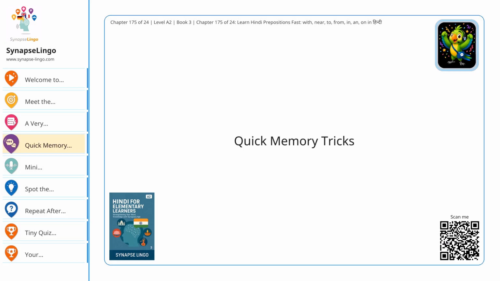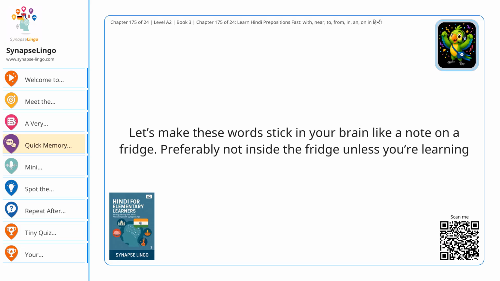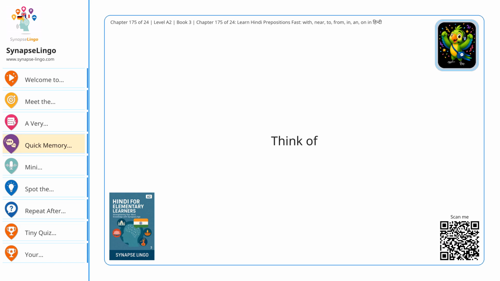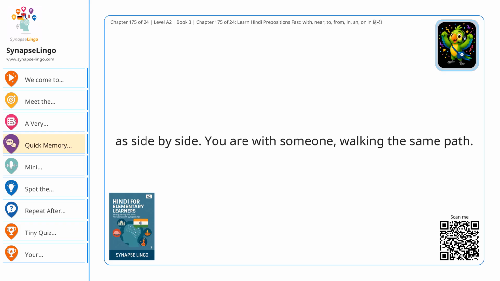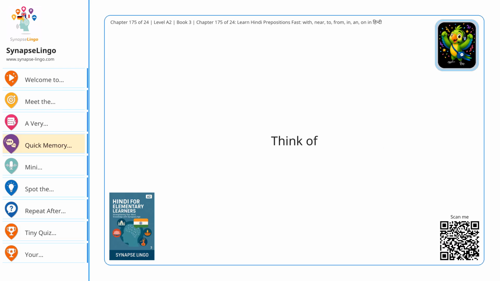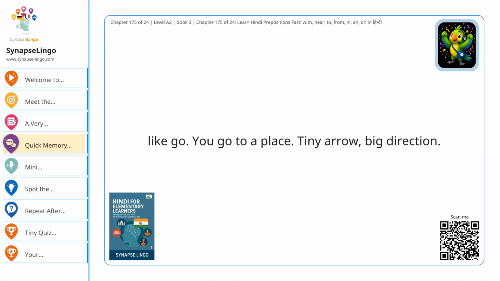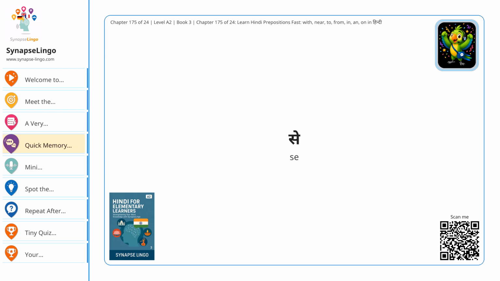Quick memory tricks. Let's make these words stick in your brain like a note on a fridge. Preferably not inside the fridge unless you're learning. Think of के साथ as side by side. You are with someone, walking the same path. Think of पास like pass. Something passes close, so it is near. Think of को like go. You go to a place. Tiny arrow, big direction. Think of से as source. Something starts from somewhere.